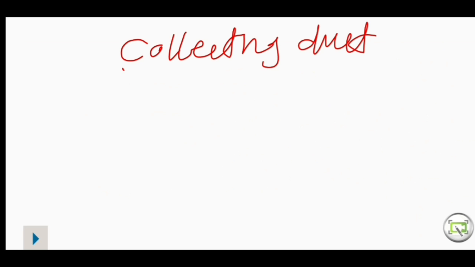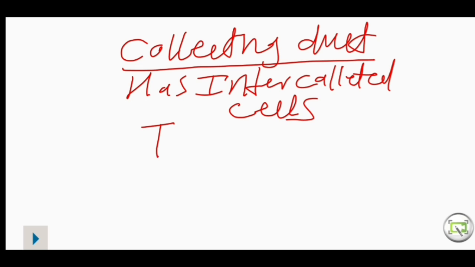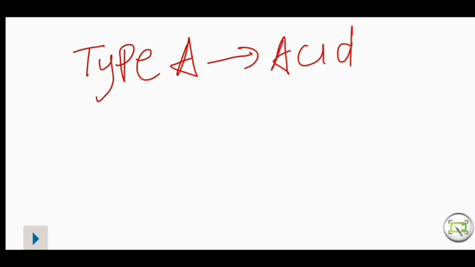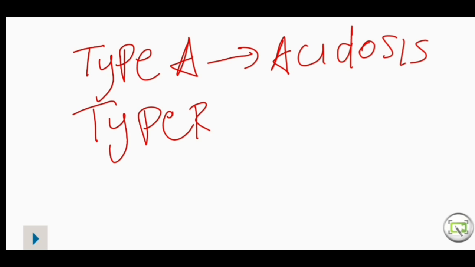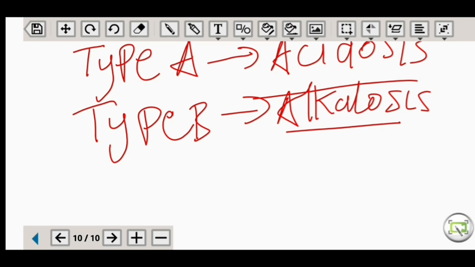So let's talk about the collecting duct. The collecting duct has intercalated cells. The intercalated cells are divided into type A and type B. Type A is responsible for acidosis, and type B is responsible for alkalosis. So mainly the collecting duct is known for water reabsorption and acid-base balance.